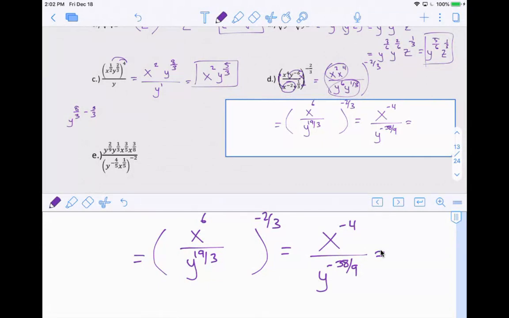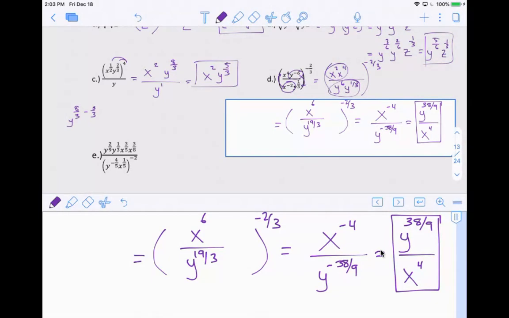Both of these negatives will cause the fraction to flip completely over, but not change their values. And I'm done. I know I'm finished because I have one of each type of base. There's no more double y's, double x's. Everything is positive exponent-wise, and there's no more parentheses. That's the 3 indicators that you are finished.